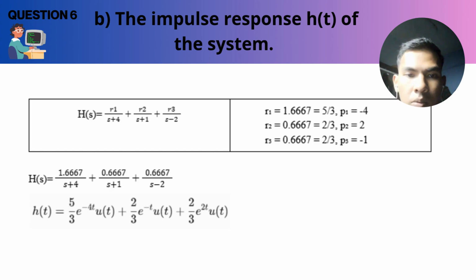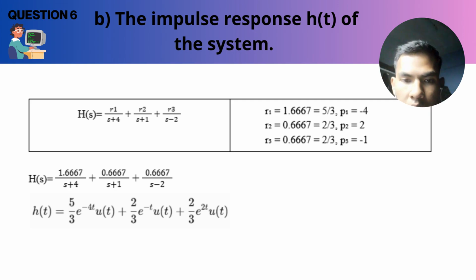For part B, using the residue result, we derive the impulse response h(t). The partial fraction expansion gives us H(s) as the sum of three terms: 1.667 over s plus 4, 0.667 over s plus 1, and 0.667 over s minus 2.